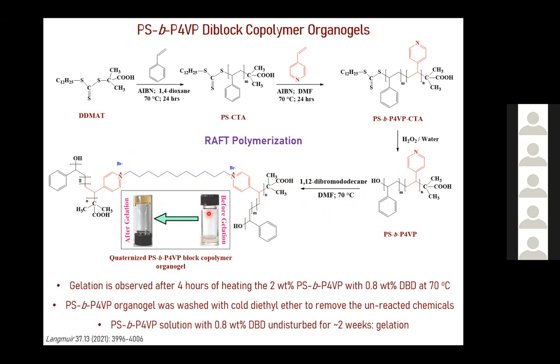Before gelation it is a liquid, and after heating it at 70 degrees it ends up as a solid. That's the gel. Here we saw that heating at 70 degrees for 4 hours resulted in a gel, whereas if we leave the solution for almost 2 weeks without any heat treatment, it can also gel the sample, but heating was found to speed up the process of gelation.